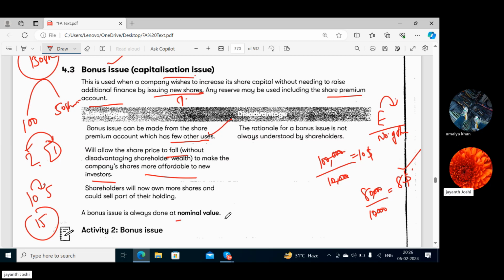Bonus issue is always done at nominal value. Okay, just a second, please wait.